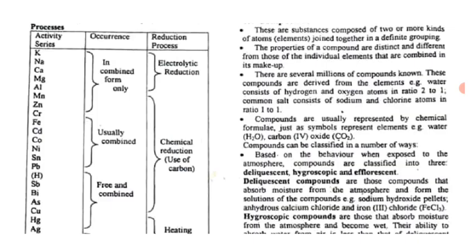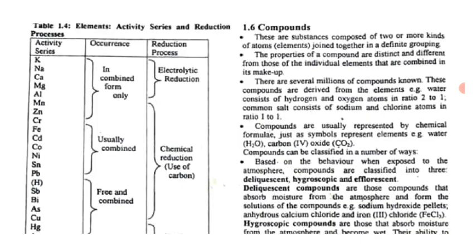Because for example, in a mixture, the individual properties still exist in a combined state, and you can be able to identify the individual properties. There are several millions of compounds known. These compounds are derived from the elements, e.g. water consists of hydrogen and oxygen atoms in ratio 2:1. Common salt consists of sodium and chlorine atoms in ratio 1:1.